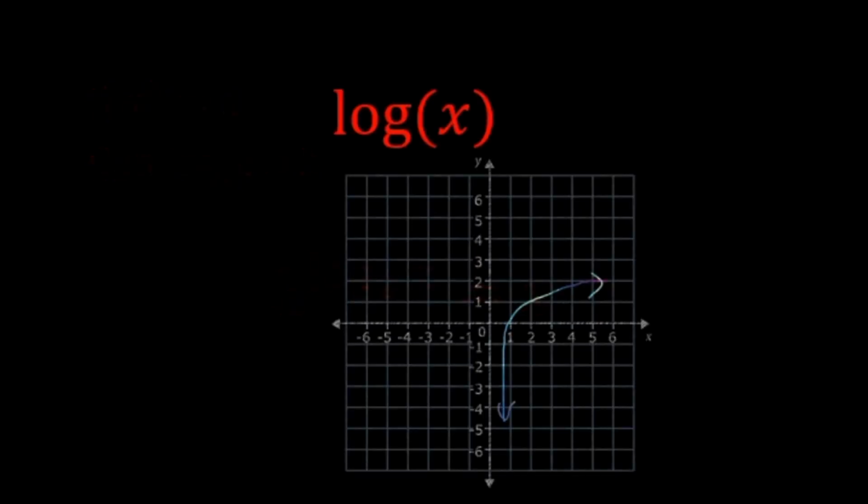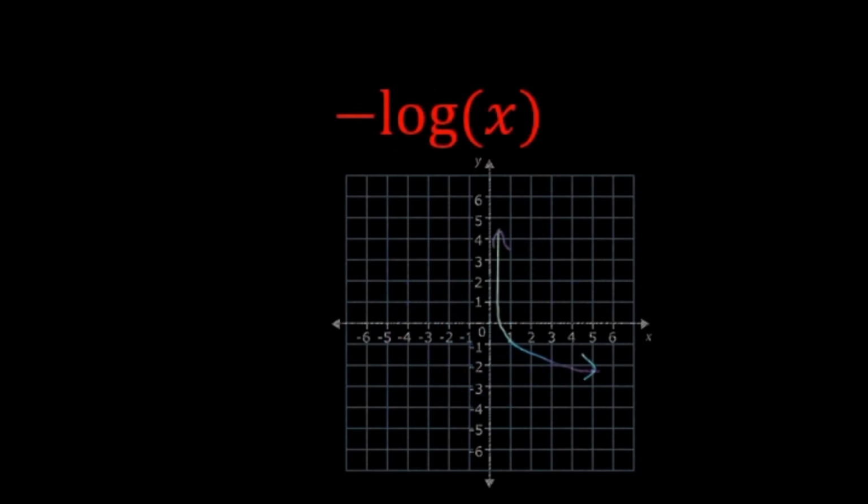Alright, let's graph something. Log x looks like this. Log negative x looks like that. Negative log of x looks like that. And negative log of negative x looks like that.